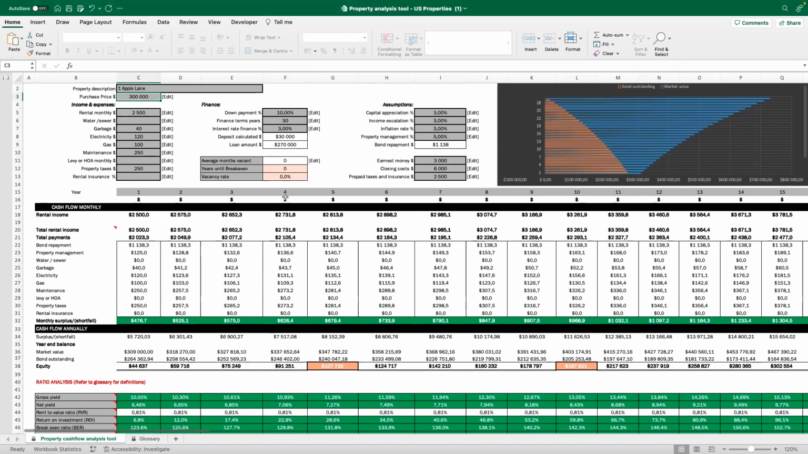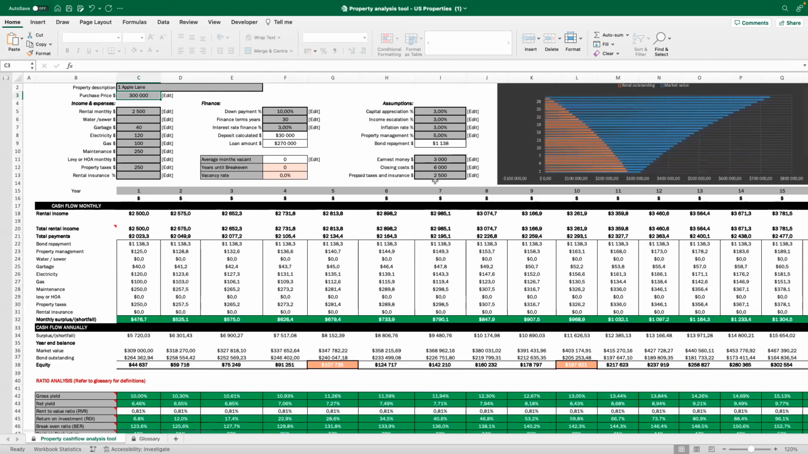The closing cost was $6,000. Obviously, you can change it, of course, if there are additional attorney fees, home inspections, home appraisals, commissions, all that stuff you can put in here. And then there's prepaid taxes and insurance.